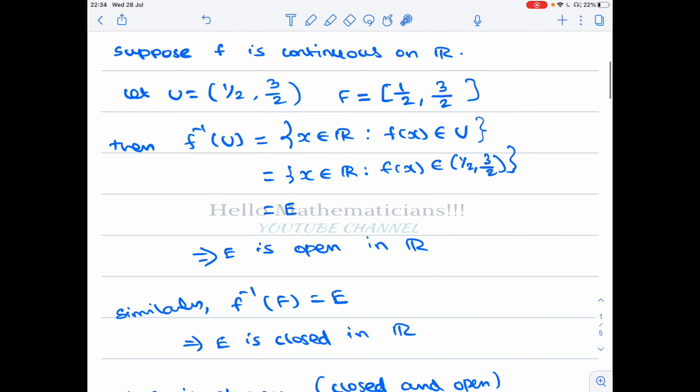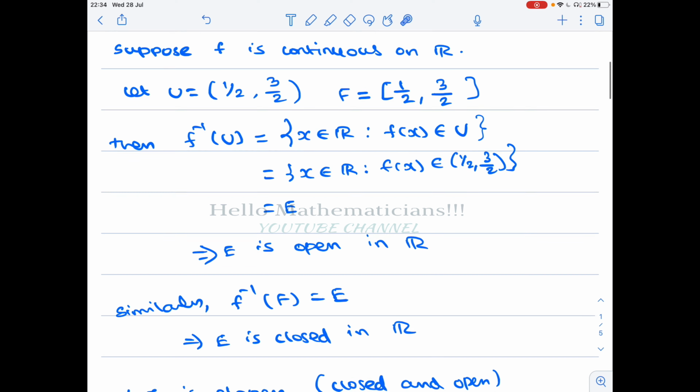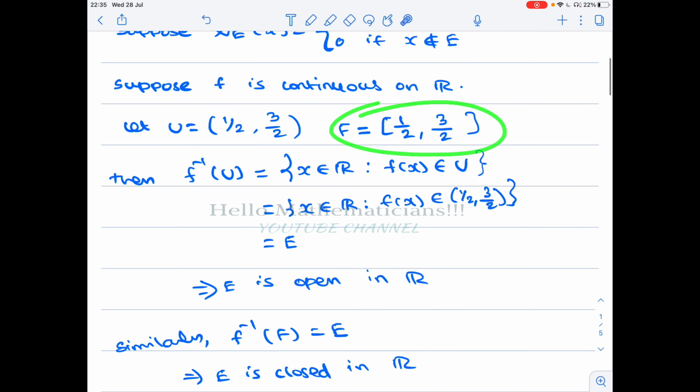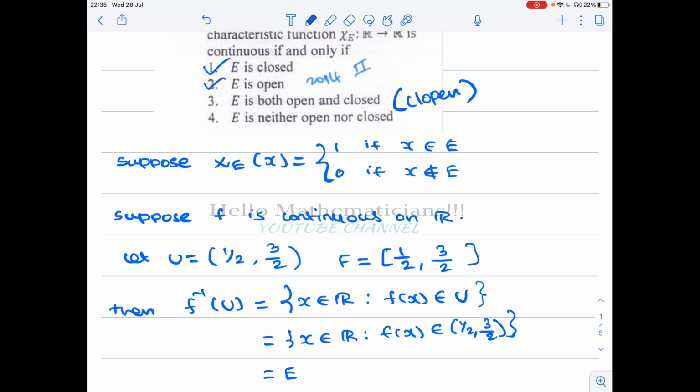Now, similarly, you can prove that f inverse of the closed interval is equal to E. Same argument. In this interval also, only 1 belongs to it and 0 doesn't. When you calculate the inverse image, you look at the set of all x in R such that f(x) equals 1 only, which is equal to E. So we get E again, but this time as the inverse image of a closed set, which is closed under a continuous function. Therefore E is closed in R. So E is open and E is closed, therefore E is both open and closed. So the fourth option is clearly wrong.